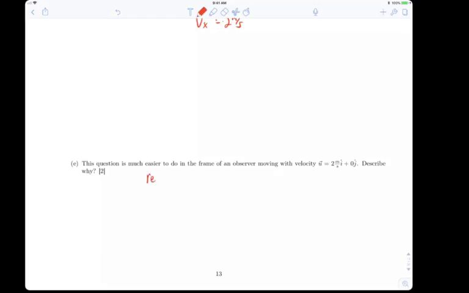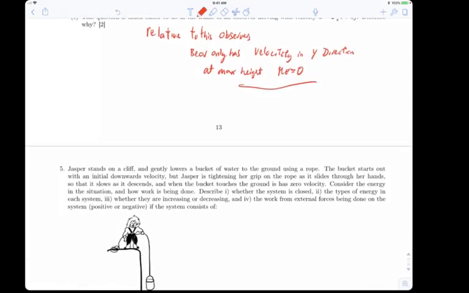Relative to this observer, the bear only has velocity in the Y direction. And so at max height, K is equal to 0. You can use kinetic energy as if you're in the zero-velocity reference frame.